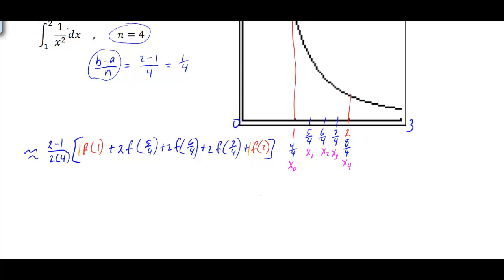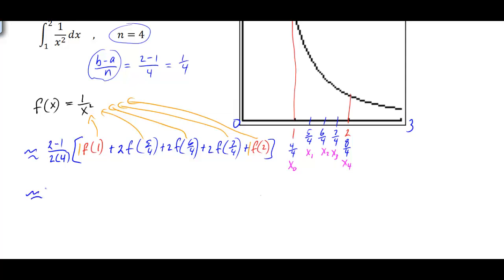So our function up here, 1 over x squared, we now need to evaluate our function at each of these points. So we need to plug each of these values in for our x. Okay?